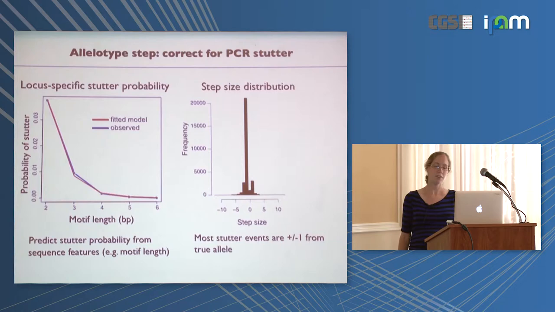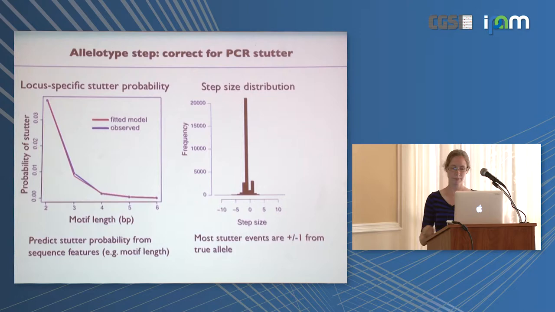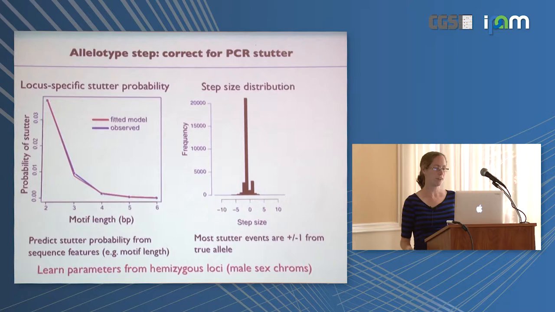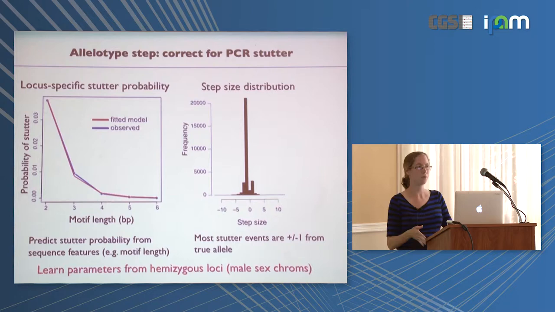We also look at the step size distribution. So given that we see any stutter noise, what does the step size look like? So this is just showing a distribution of those step sizes. We found that most stutter events actually tend to decrease the number of repeats by one unit compared to the true allele. Okay, so these are the two properties that we focused on. We actually learned the parameters of these two things, looking at male sex chromosomes, where we think there's only one true allele present, and so we can assume that reads that don't match the modal allele are likely to be errors.